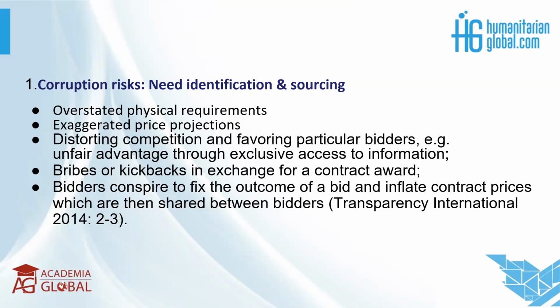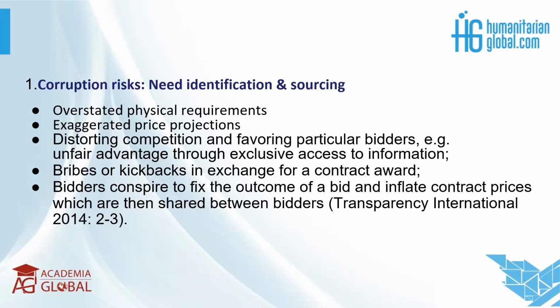The first one is overstated physical requirement. This is where the individual, the department, or the person responsible for raising a requisition, which is just a document that outlines the needs in an organization, what we need to buy, overstates. We needed 100 bags, but someone decides to quote for 150 bags so that the 50 extra bags are not supplied, and the money allocated to them becomes my personal money. That's corruption. So that is overstating physical requirements.